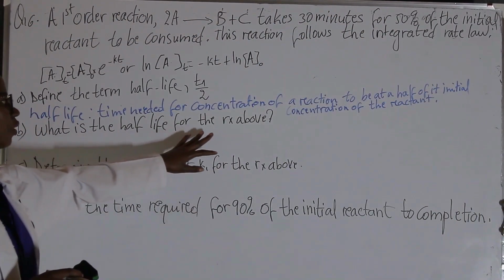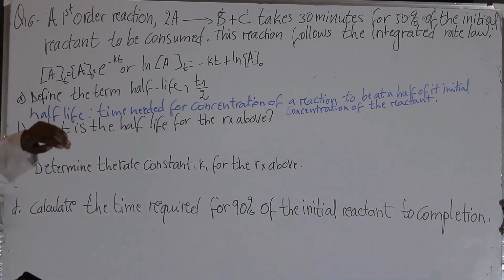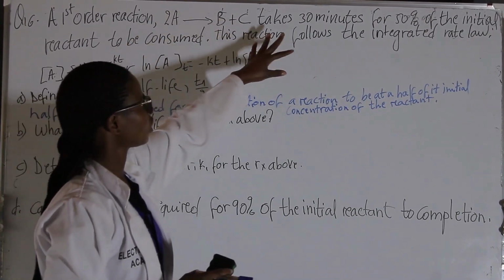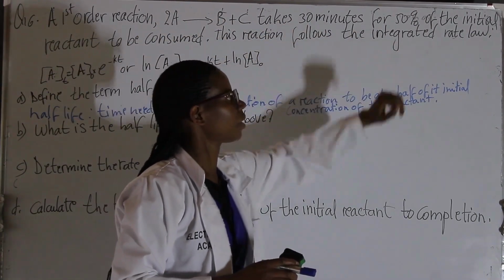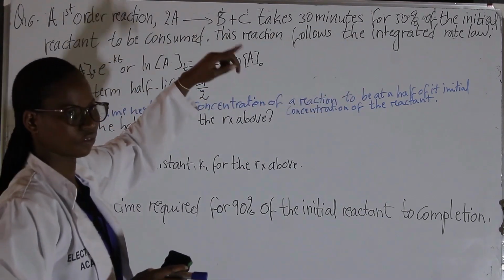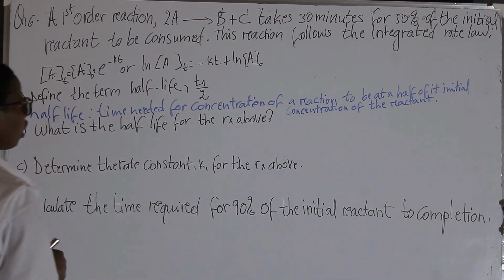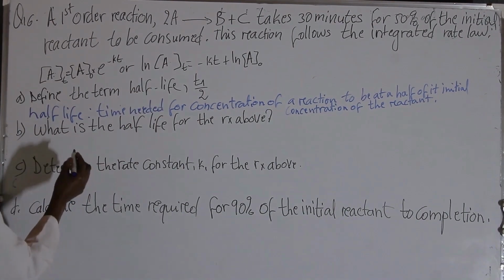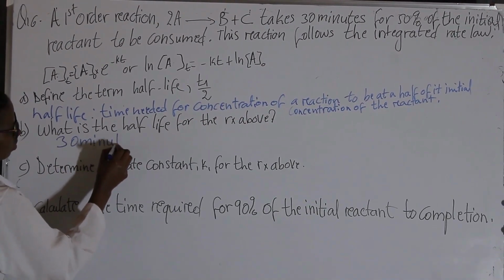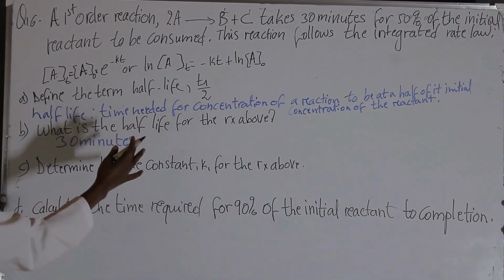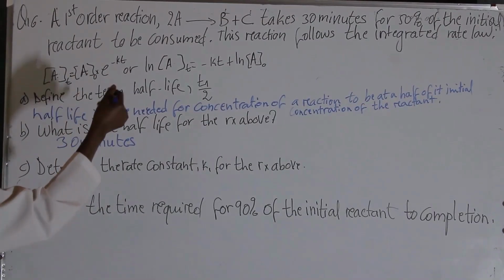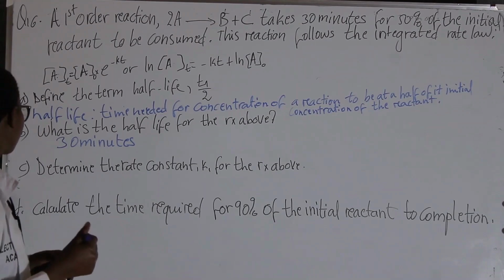What is the half-life for the reaction above? The reaction we have here is this one, and they told us that in the first 30 minutes, 50% is consumed. Already 50% is a half, which means it is just the half-life. This means that the half-life for this reaction is 30 minutes, because at 30 minutes, 50% of the initial reactant has been consumed.